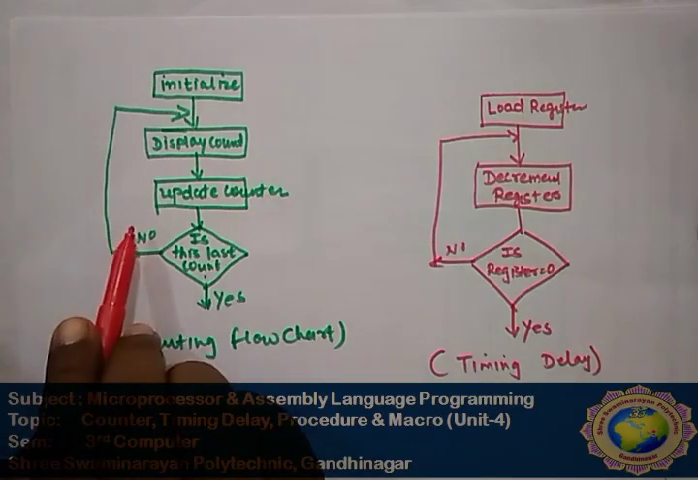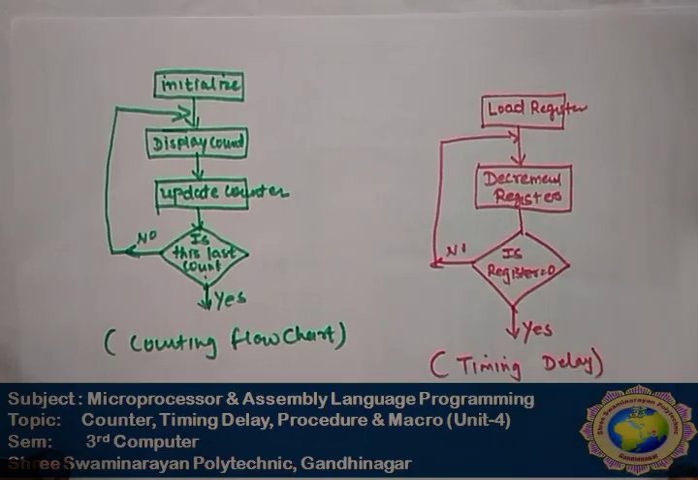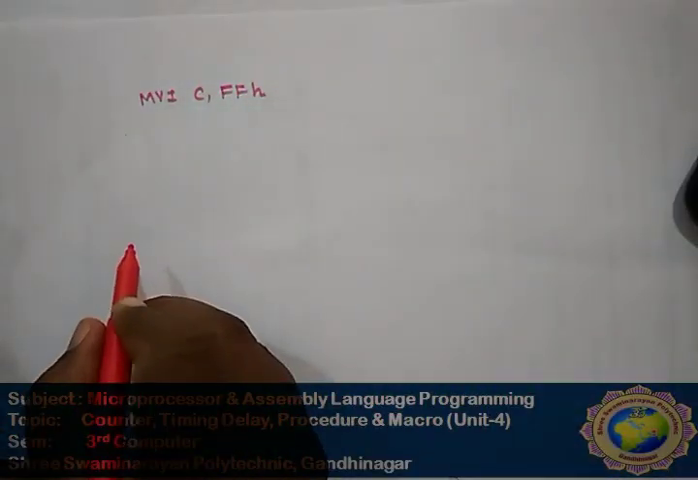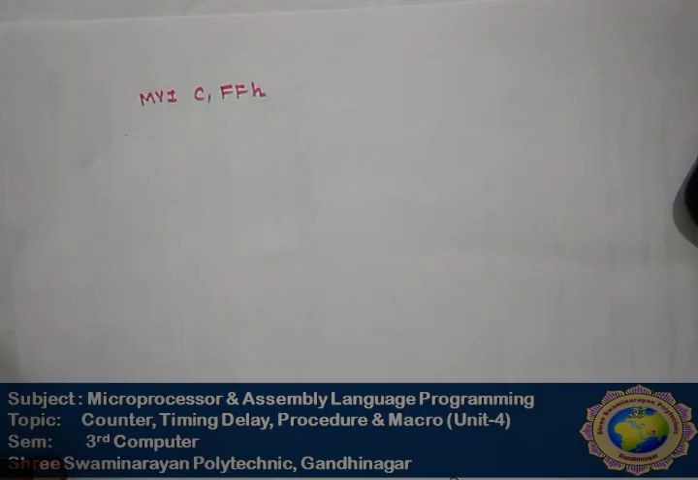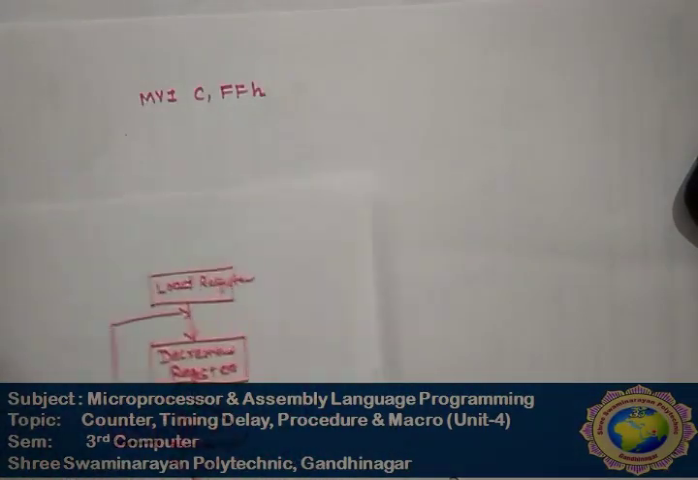So this is the counting, and this is the timing delay. Now we will see the timing delay with the use of an example. Suppose I have 3 instructions. See here, you have to compulsorily see here. Suppose I have the instruction MVI C, FFH. I have already written it over here.